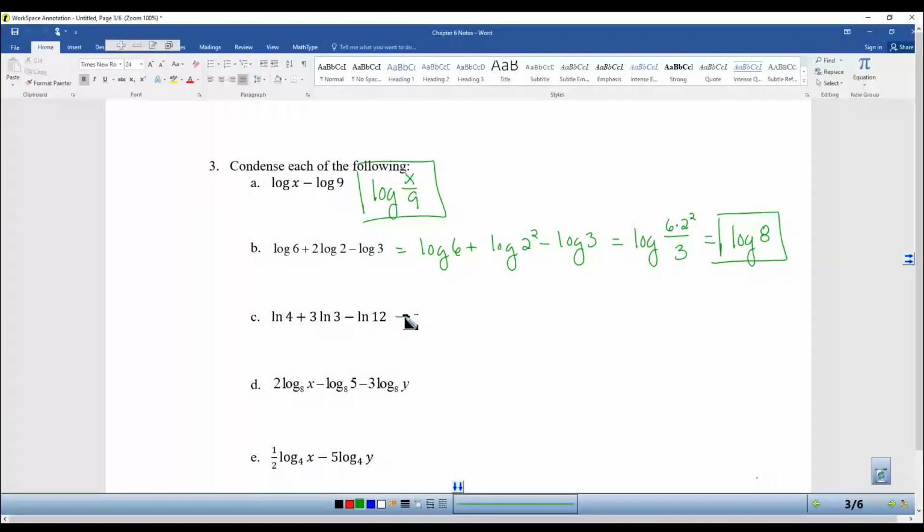On the next one, remember we're going backwards, so the first step should be to move anything in front to an exponent. And then the second step is to write a single log, and everything that's added can be changed to multiplication, and anything that's being subtracted can be changed to division. 4 times 27 divided by 12 is 9.